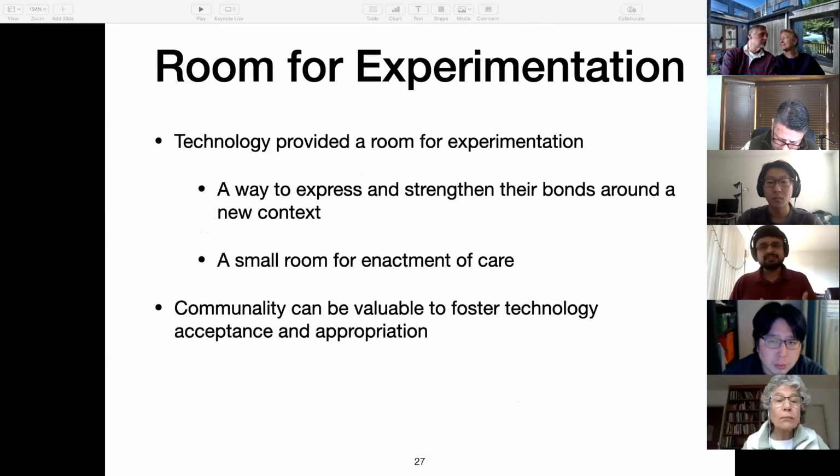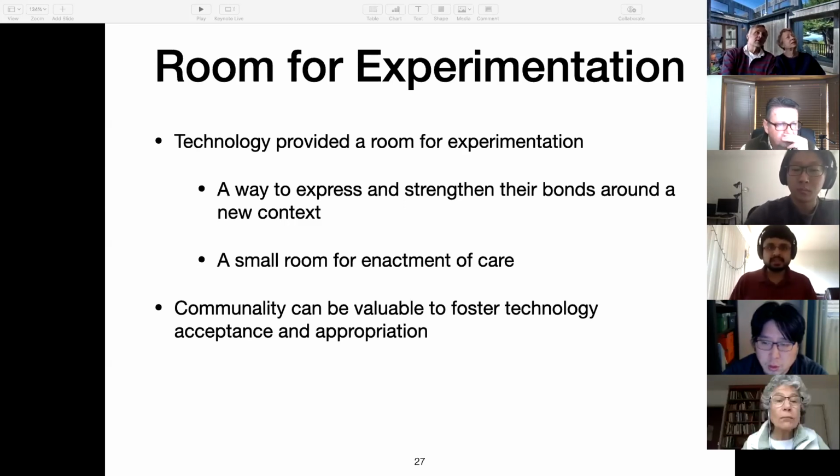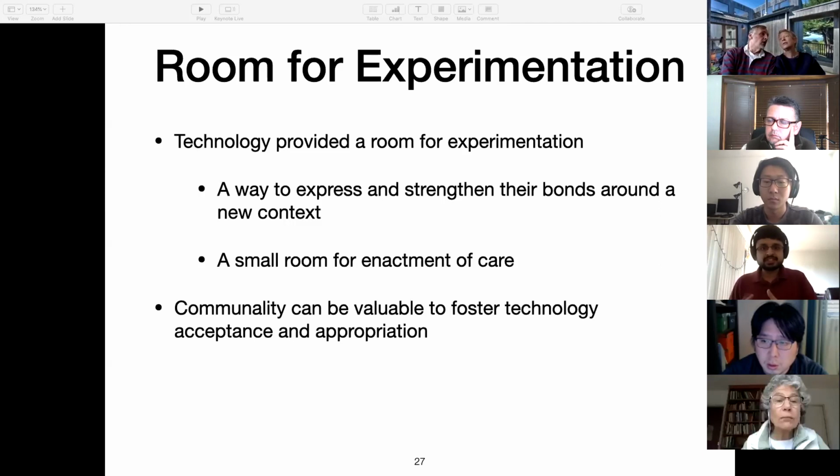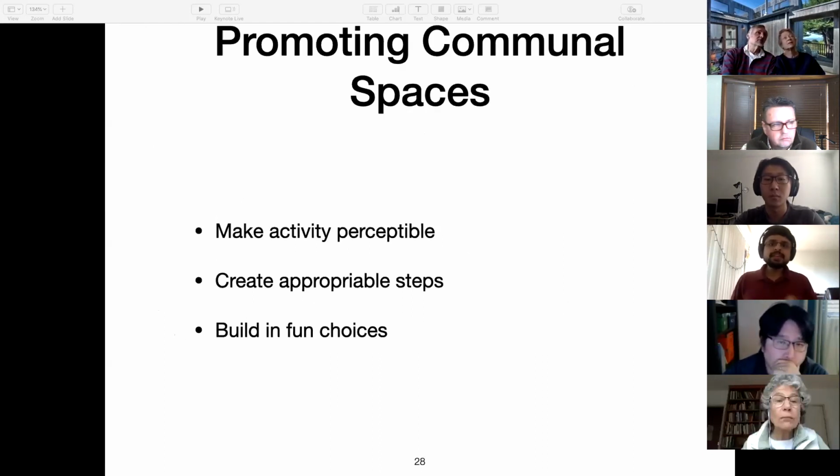Second, technology can be a valuable tool. In our case, we believe that technology provided a safe space for experimentation where the sister survivors expressed and strengthened their bonds within a new context afforded by the technology. In other words, the workshop and accompanying technology provided a small room for the sister survivors to enact care for one another. This experience has also led us to argue the value of communality and mutual bond to foster technology acceptance and appropriation. We believe that the following three interdependent aspects of our work helped in promoting communality around technology.